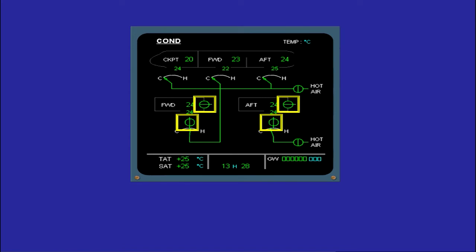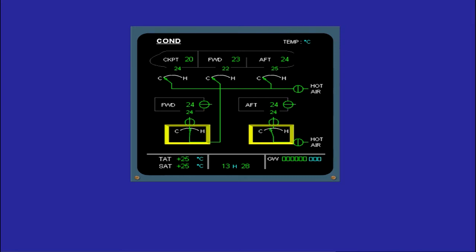On the ECAM conditioning page, the indications associated with the cargo compartments are the isolation valves, the trim air valves, duct inlet temperature, compartment temperature, aft cargo hot air valve. Notice that there are no indications for the extract fans.